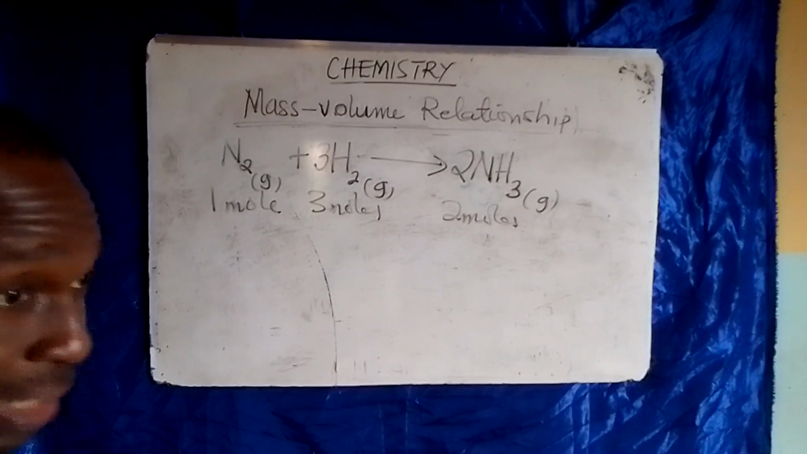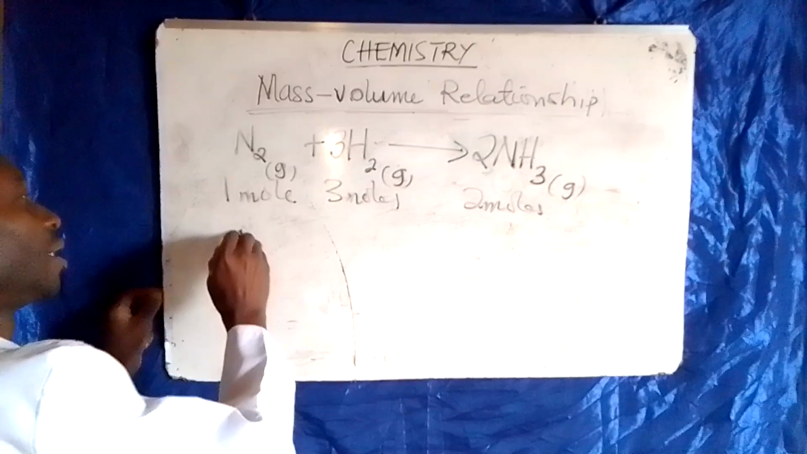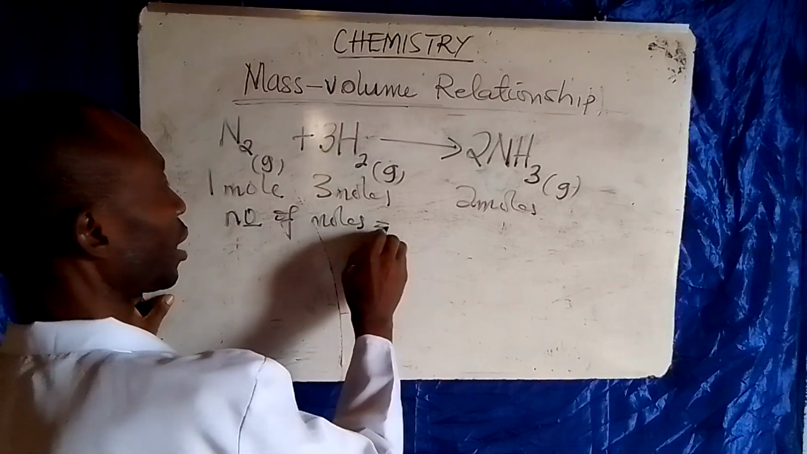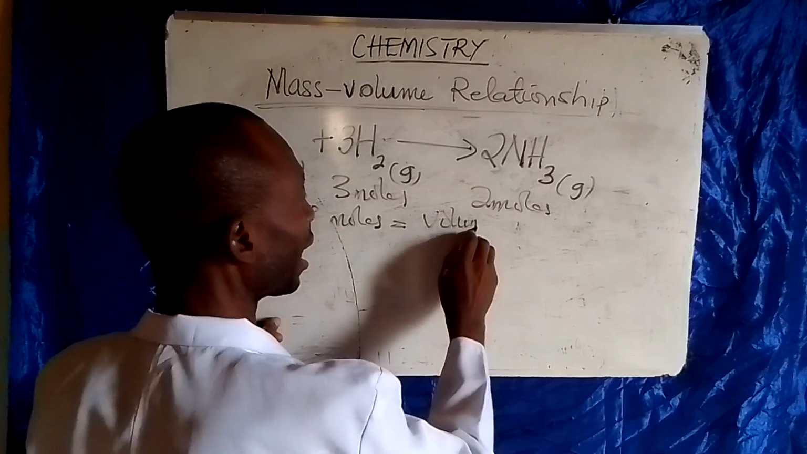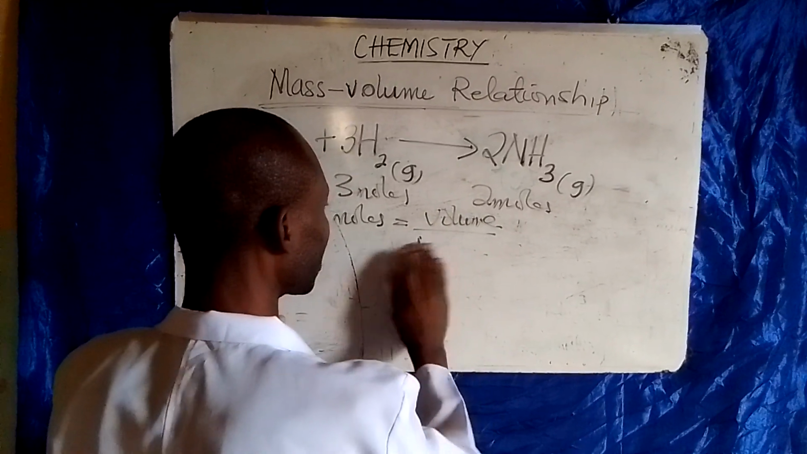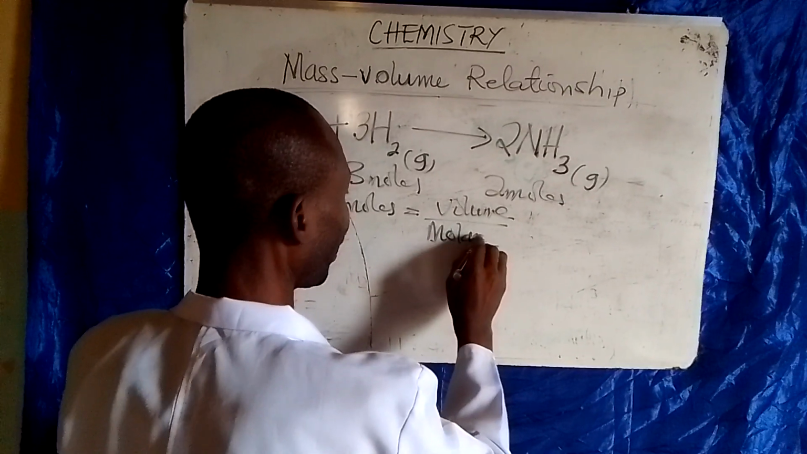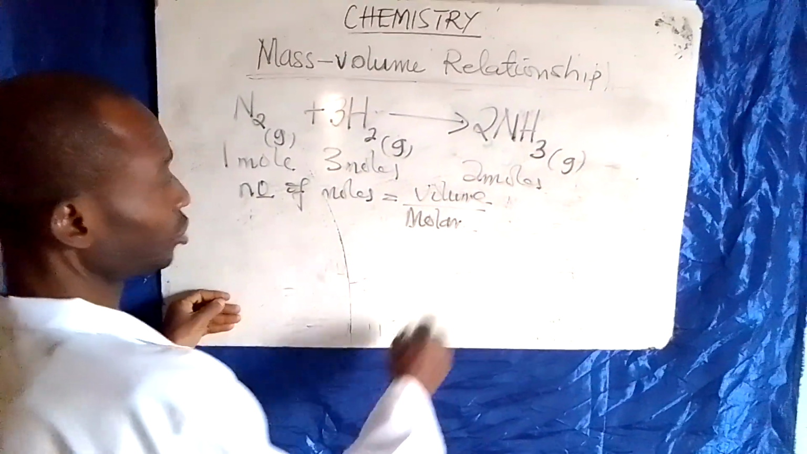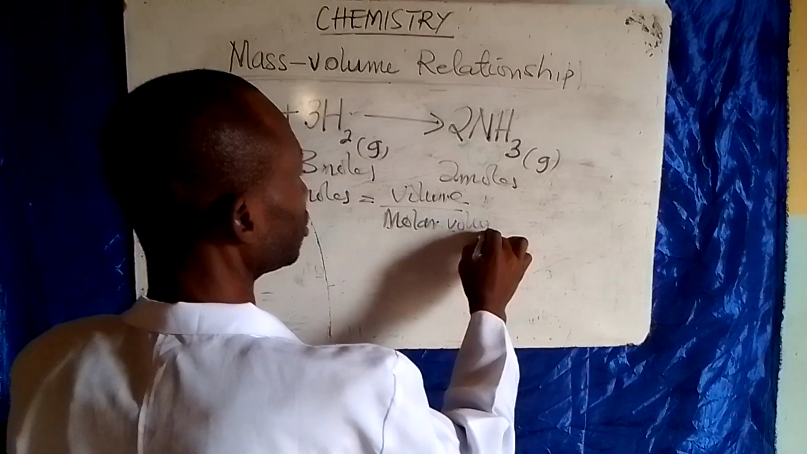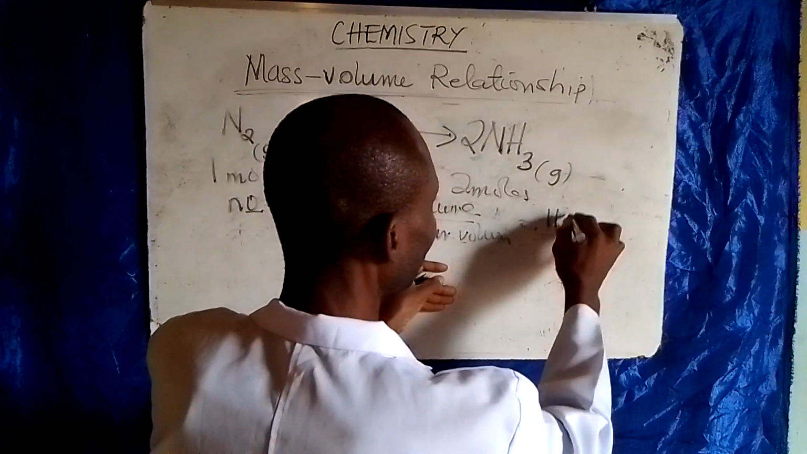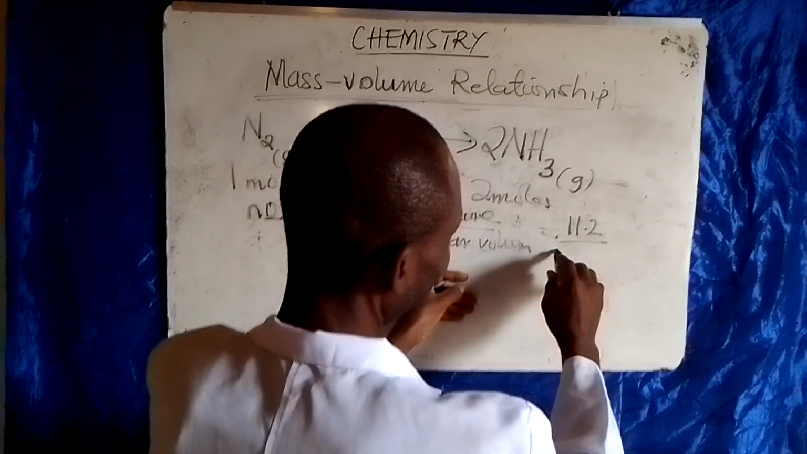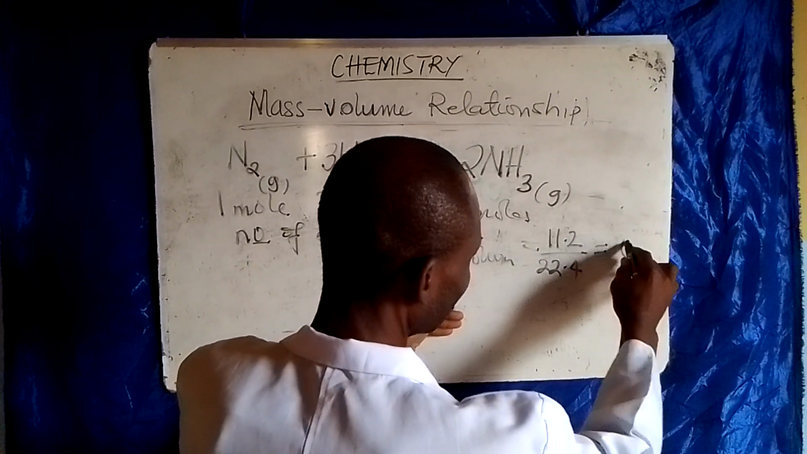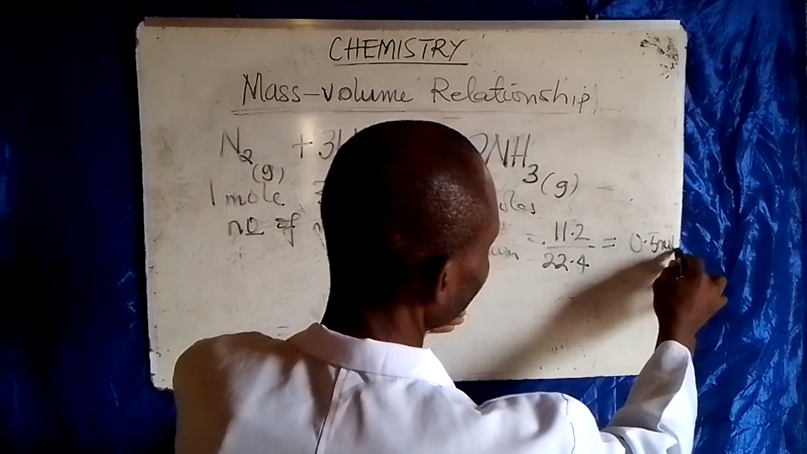So we bring our formula, which I had already given you in the previous video, where we said number of moles equals volume over molar volume. Why are we using this? We're using this because we were given the volume and the molar volume. So what's the volume? 11.2 dm³. What's the molar volume? 22.4 dm³. So you see that this is just 1/2, which is 0.5 mole.